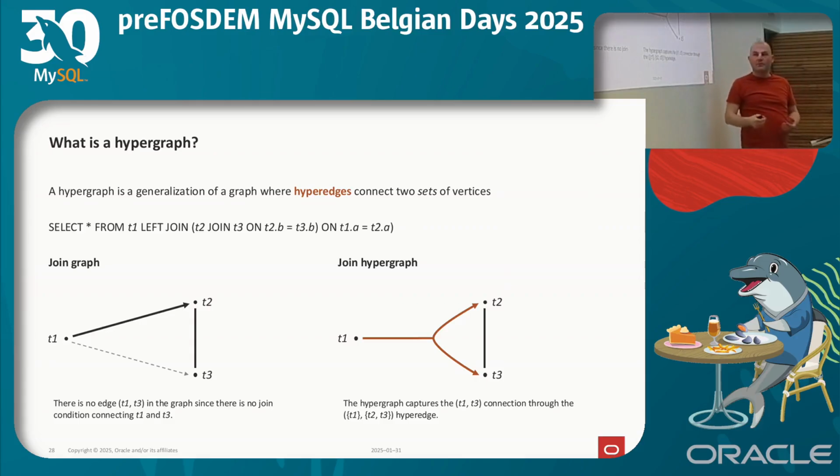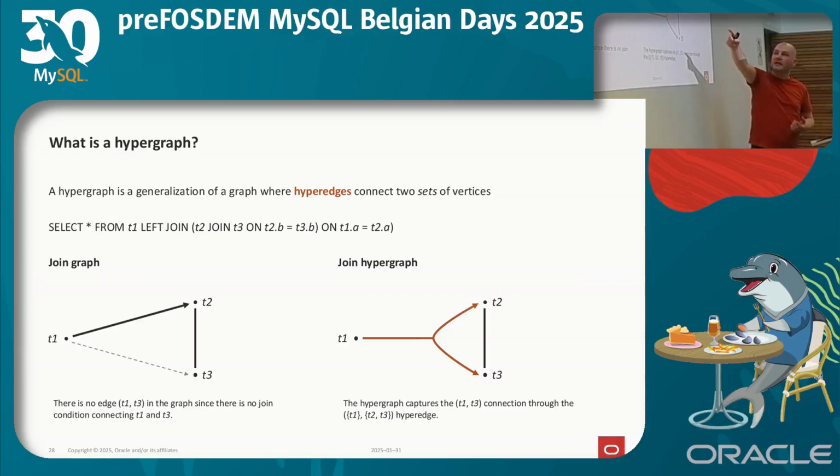In a traditional join graph, we would say that since we have an ON clause between T1.a and T2.a, there's an edge between table T1 and T2. And there's a join clause between T2 and T3, so we have an edge there as well. But this query can't be executed by joining T1 and T2 first.